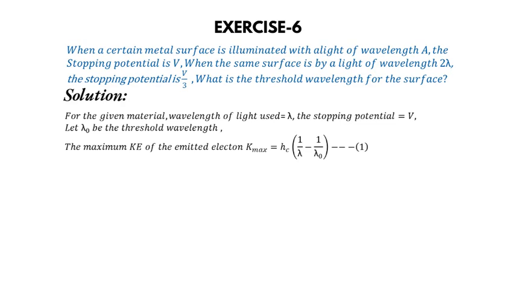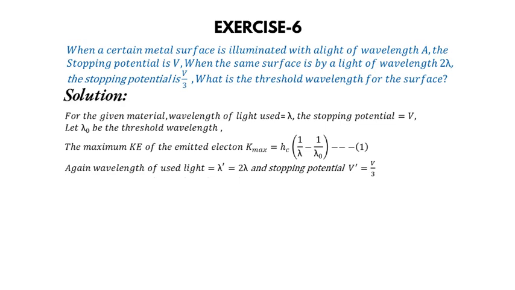For the given material, the wavelength of light used equals λ. The stopping potential equals V. Let λ0 be the threshold wavelength. The maximum kinetic energy of the emitted electron, K max, equals hc times (1/λ minus 1/λ0), which is equation 1.